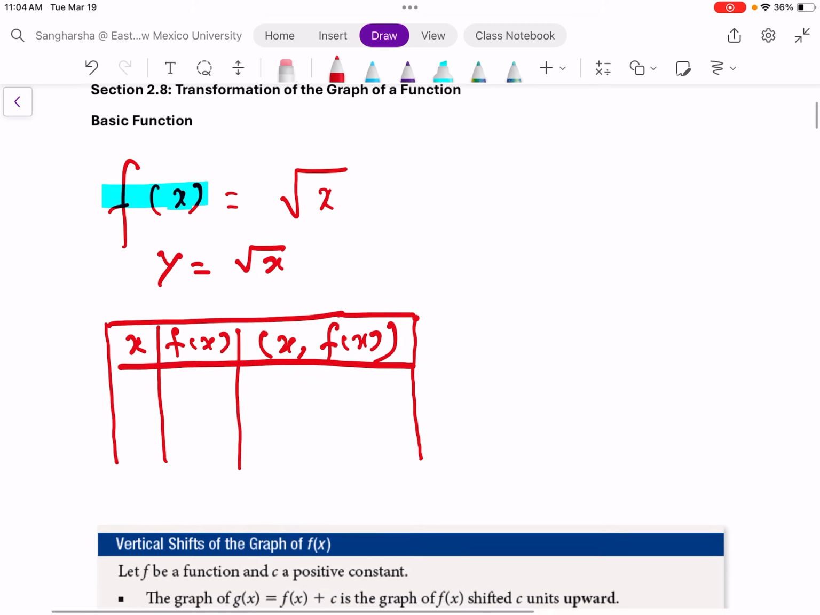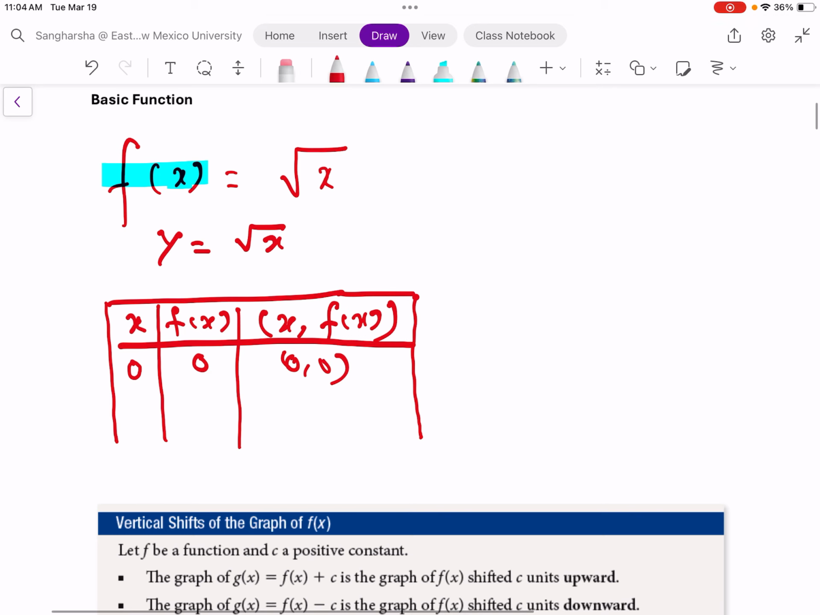Now what kind of input can we choose for this function? Our function is a square root function. Are we allowed to choose any real number for this function? 0 or greater, right? So we can't choose a negative number, but we can choose 0. So if our input is 0, what is the output? Square root of 0 is 0, right? So we have (0, 0), one point. Now we can choose 1. So if input is 1, square root of 1 is 1, so we have (1, 1).